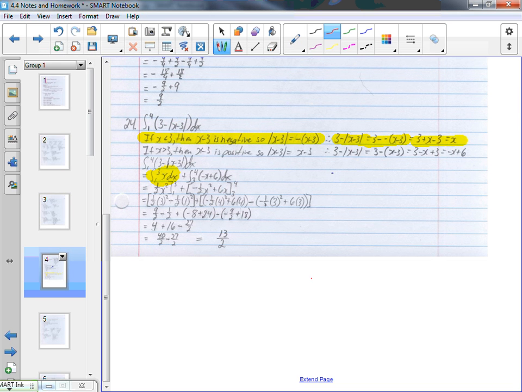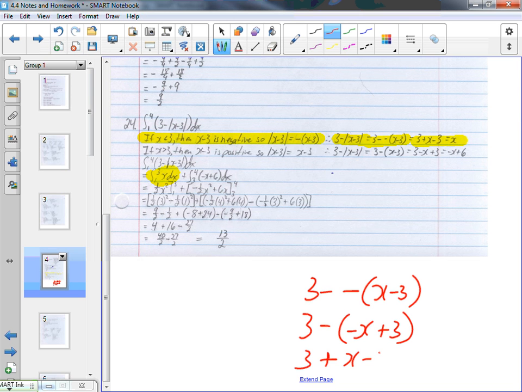All right, if I've got this, I can distribute that negative and make that negative x plus 3, but then I distribute that negative, making that a positive x and a negative 3. All right?